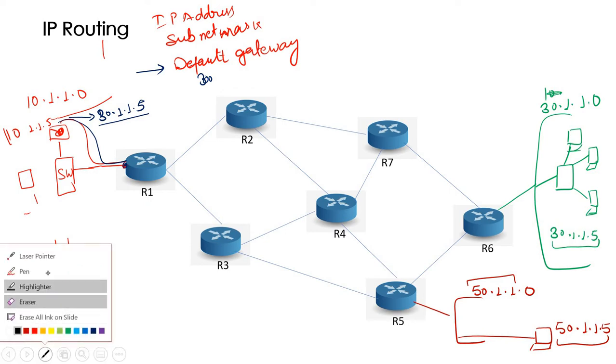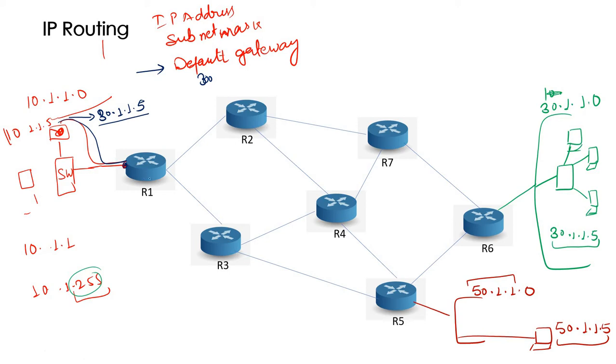So before the router 1 takes a decision about 30.1.1.5, router 1 should know whether it is connected via R2 or connected via R3, or it might be the case that 30.1.1.5 is not connected to any of the routers. It might not be connected to R2 and R3. So how does it know via which router this network is connected? And this thing is done via the routing table.